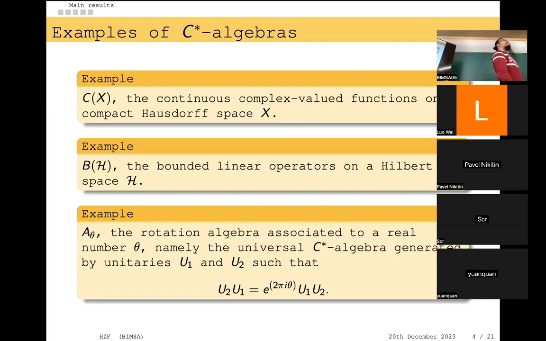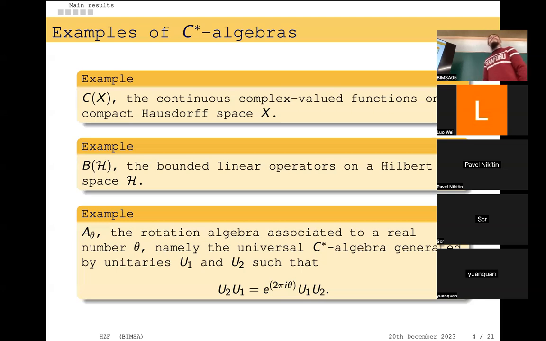What does unitary mean? The involution of the unitary is the inverse. So U star U equals U U star equals the identity. Yes, the equation you just mentioned is true, and it also equals the identity operator. Is the algebra finite dimensional or infinite dimensional? As a complex vector space, it is infinite dimensional.